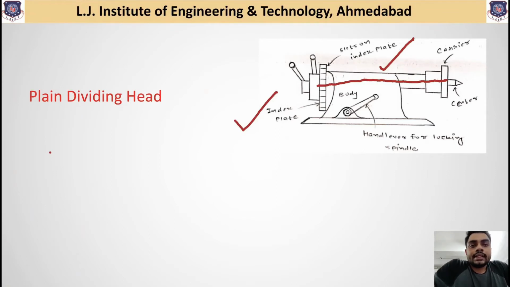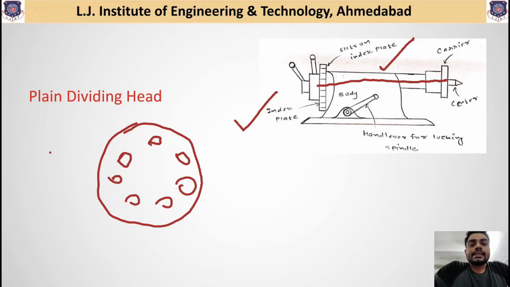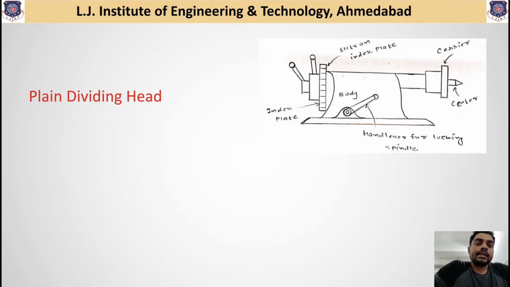First of all, let us understand what an indexing plate is. To understand it, let us have a simple view. Suppose one circular plate is available, and on its periphery different numbers of holes are available, from the center towards the outer side. This type of plate having different numbers of holes is called the indexing plate.